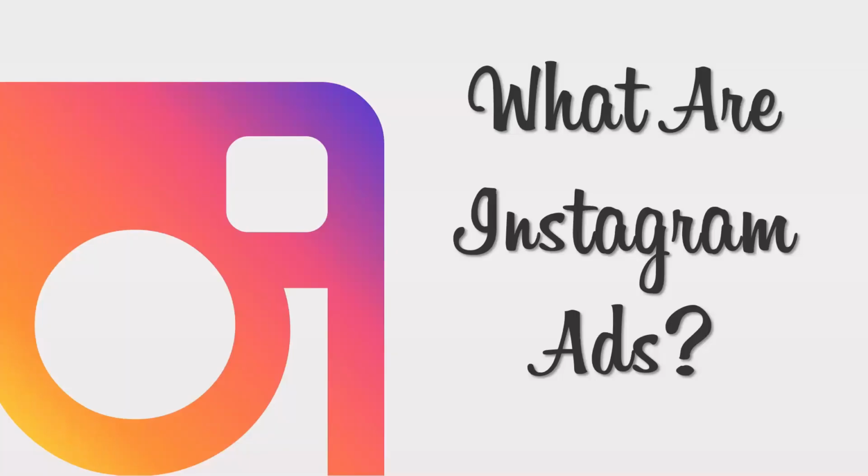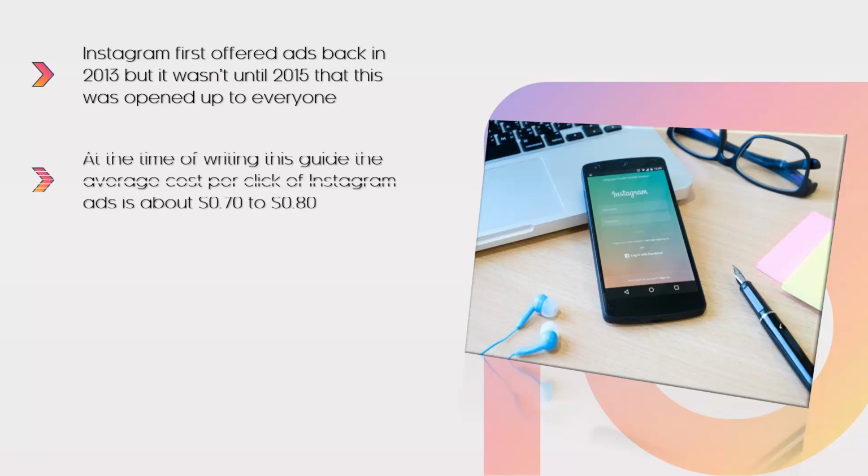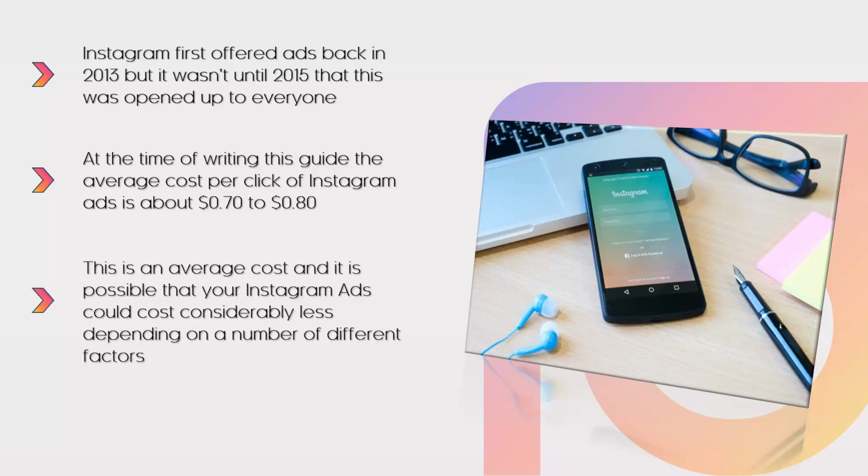What are Instagram ads? Instagram first offered ads back in 2013, but it wasn't until 2015 that this was opened up to everyone. Once businesses started using Instagram ads, they found them to be very effective. At the time of the writing of this guide, the average cost per click of Instagram ads is about 70 cents to 80 cents. This comes from an analysis of over $300 million in ad spend on the platform. This is an average cost, and it is possible that your Instagram ads could cost considerably less, depending on a number of different factors. The time of year the ads are placed affects the costs, with the last quarter of the year having the highest average costs.